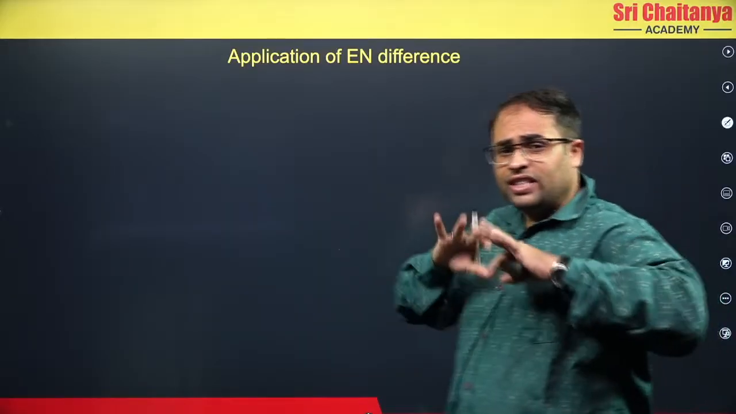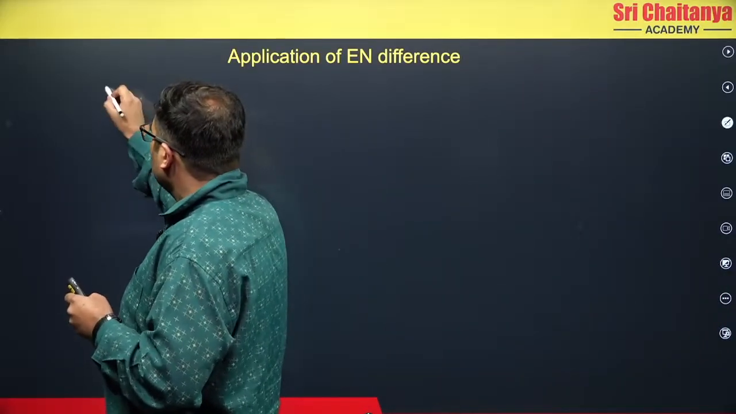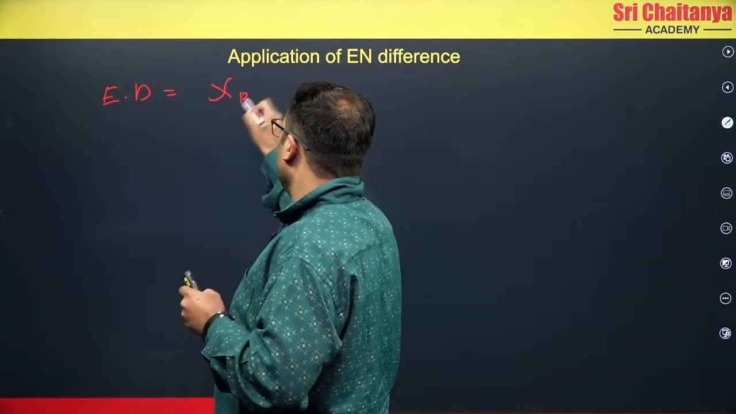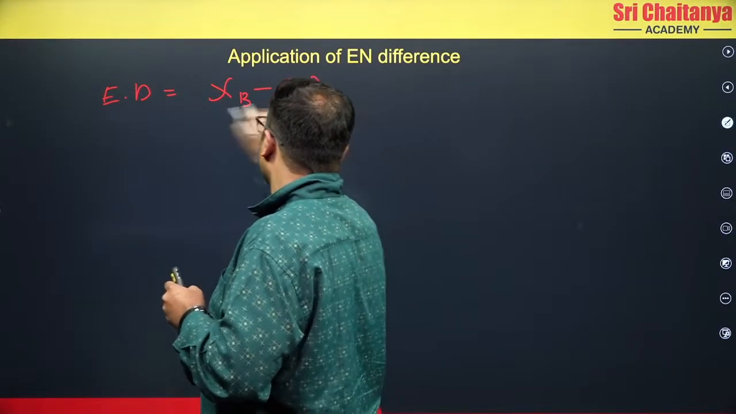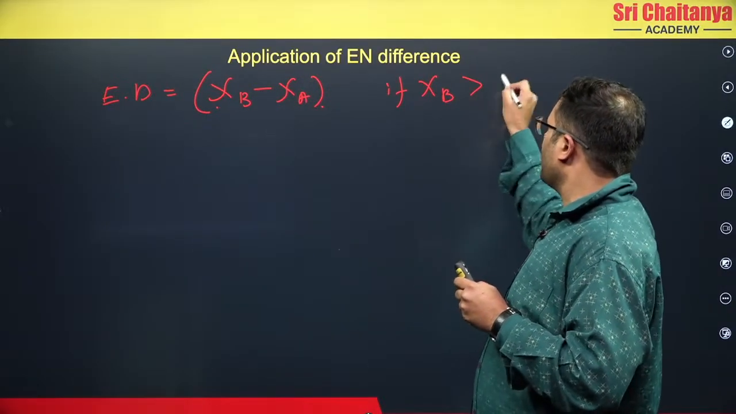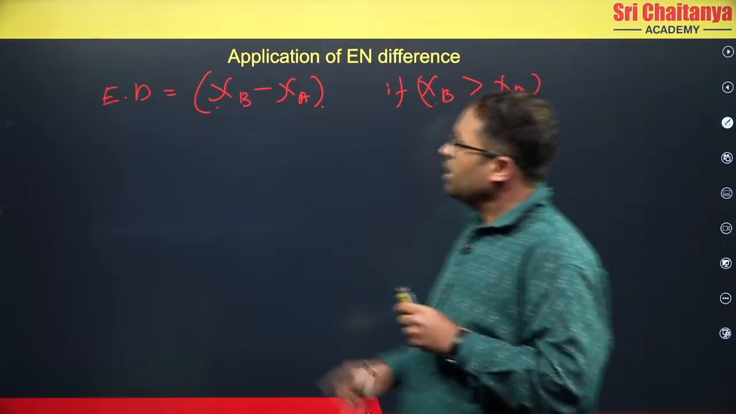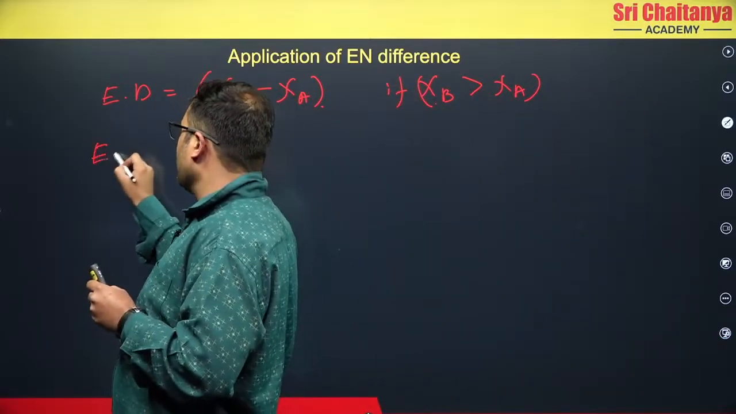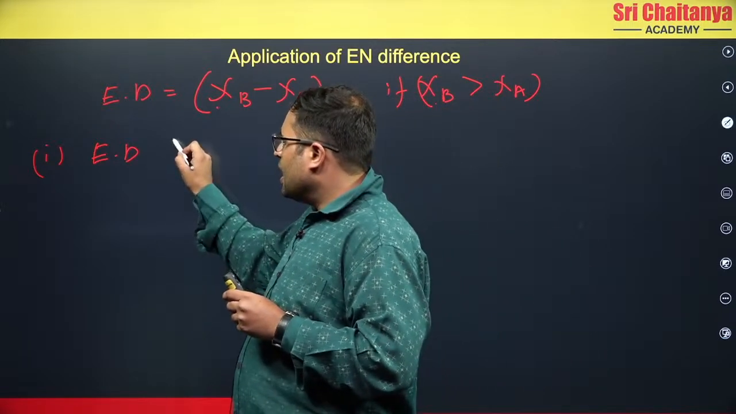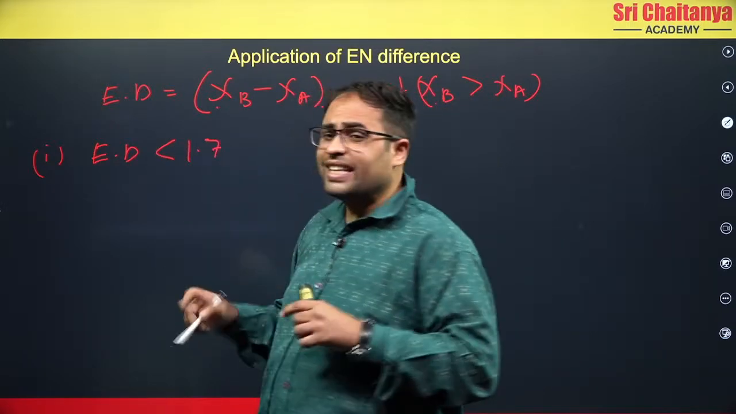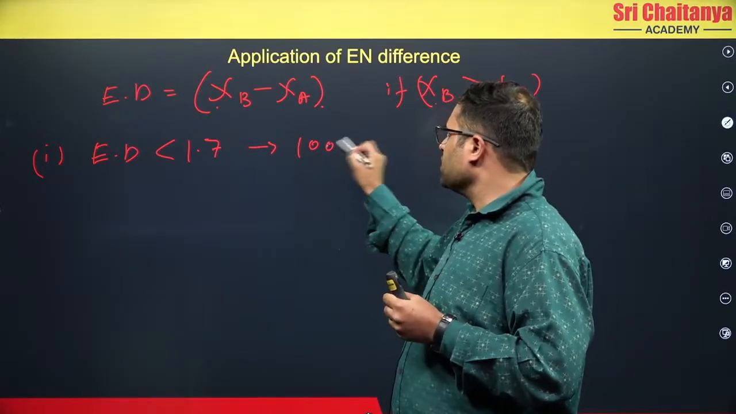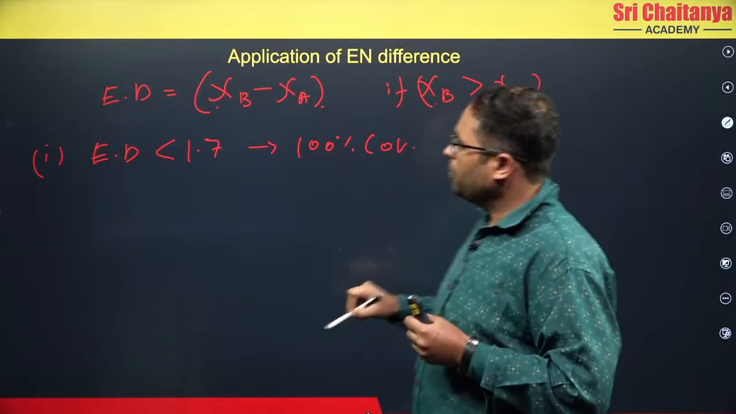Applications of electronegativity difference, simple. Understand that this electronegativity difference is defined as chi B minus chi A, if B is more electronegative than A, right? If this electronegativity difference, there are a few cases, is less than 1.7, then the compound is 100% covalent compound.